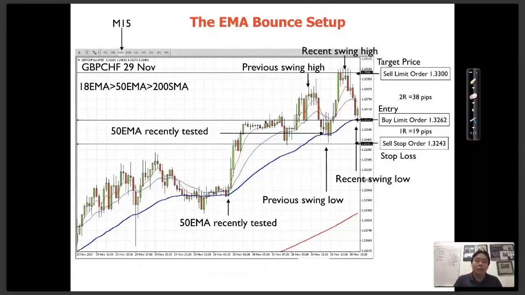So the first strategy which I use is known as the bounce strategy or the EMA bounce setup. And again, when do I use this strategy? When I see the currency pair trending strongly, bouncing off the 50 moving average. So in this case, you can see that it's bouncing off the 50. Boom, boom, right? It's bouncing off the 50 now.